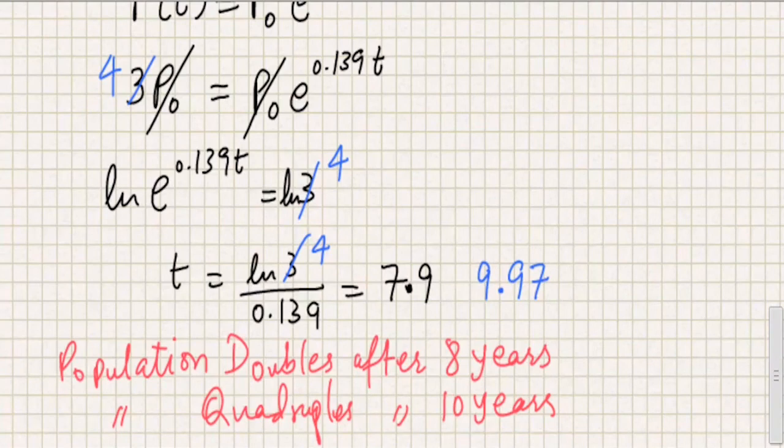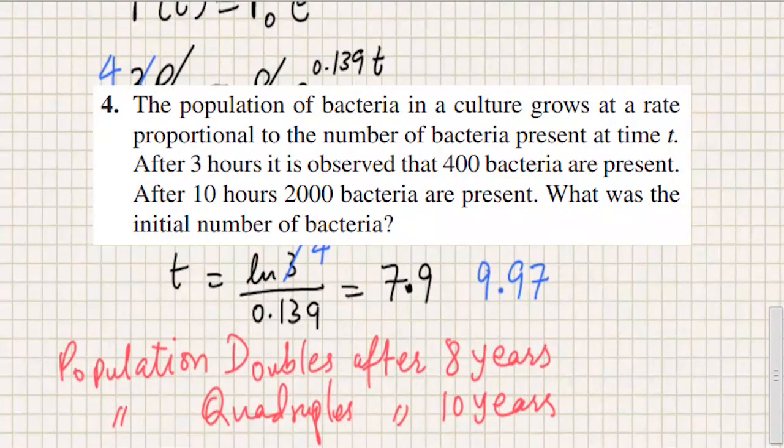I leave you with a problem, so please try to do this problem: the population of bacteria in a culture grows at a rate proportional to the number of bacteria present at time t. This is problem 4. You can easily see that this is exactly the same population problem that we did earlier. After that, it says that after 3 hours it is observed that 400 bacteria are present, and after 10 hours 2000 bacteria are present. What was the initial number of bacteria? This is just a flipped version of this problem, in which you are supposed to find P0 instead of being given P0.